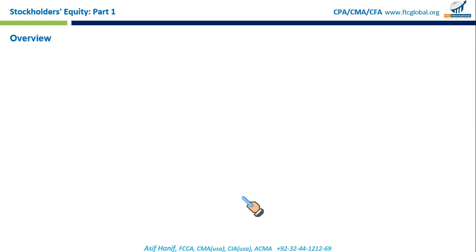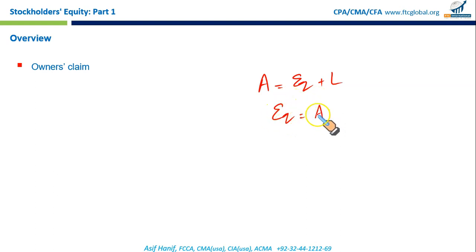Stockholder equity, part 1. First of all, what is equity? Stockholder equity is also sometimes called shareholder equity or owner's equity, and I'm sure all of you are familiar with the fundamental accounting equation: assets is equal to equity plus liability. If you make equity the subject of this equation, equity is equal to assets minus liability.